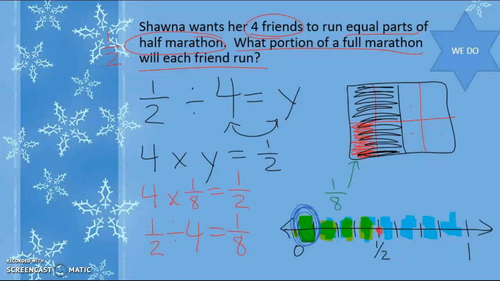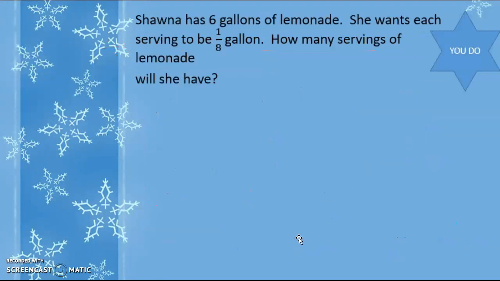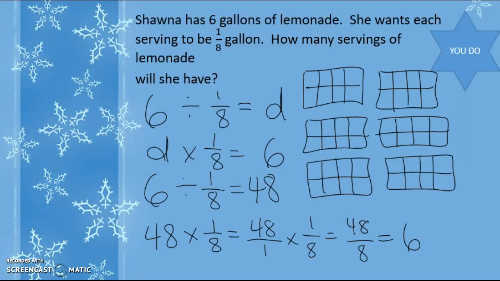Now it's time for you to try it on your own. Pause the video, solve this problem, and come back for the answer. Okay, here's the answer. You should have gotten that D equals 48. We will have 48 1/8 of a gallon. Boys and girls, notice I used multiplication to check my answer.